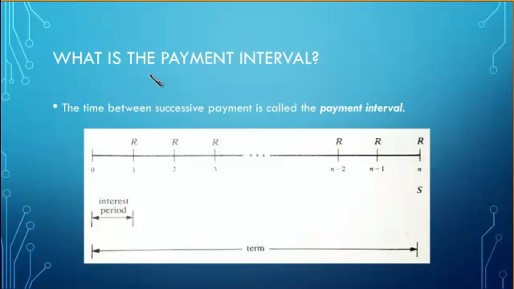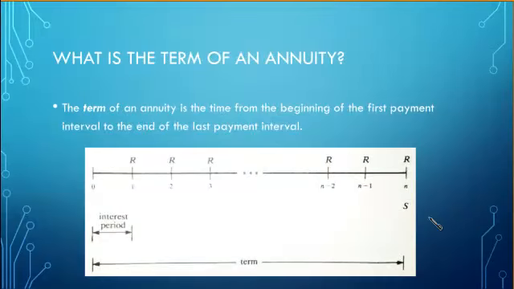So just to make sure it's clear, the payment interval is simply the time between two successive payments. So this could be a month, 2 months, a year. It just depends on the terms agreed to when the annuity is established. The term of an annuity is simply the time between the beginning of the first payment interval and the end of the last. So this is the first payment interval, and this, of course, is the beginning of it. And this is the last payment interval, and this is the end of the last payment interval. So, quite simply, the term of annuity is from here to here, that time.